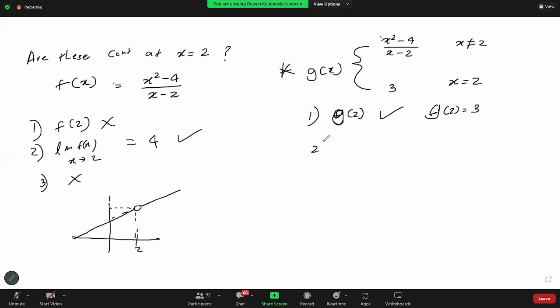Okay. Second one: the limit of g(x) when x approaches 2. When you check this one, you can find whether the limit exists or not when x approaches 2. Is this one true or false? False. Why? Can you find the limit when x approaches 2?